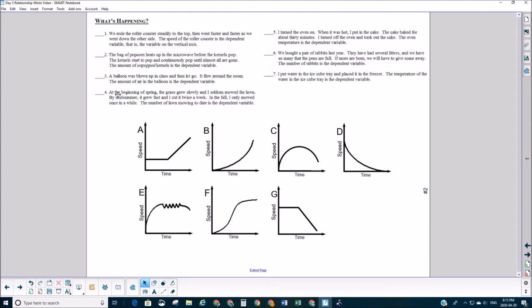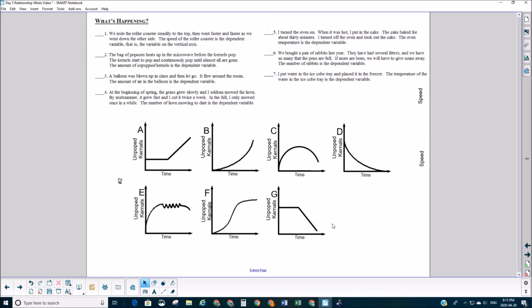The bag of popcorn heats in the microwave before the kernels pop. The kernels start to pop and continuously pop until they're almost all gone. The amount of unpopped kernels is the dependent variable. So this time you're going to say, okay, I don't want speed anymore. And we're going to imagine that unpopped kernels is the new dependent variable for all of these. And then you're going to go off and pick.